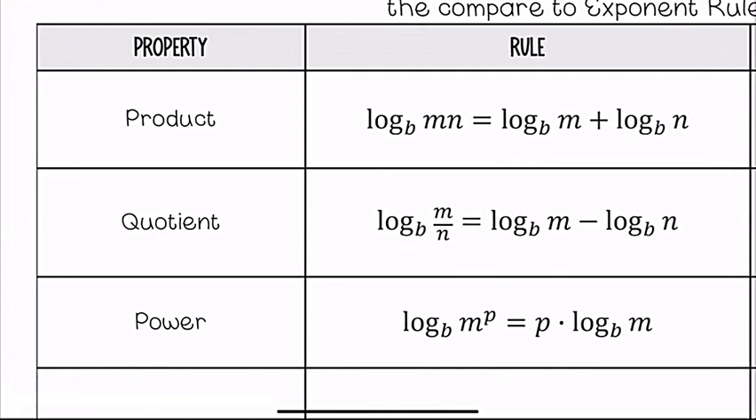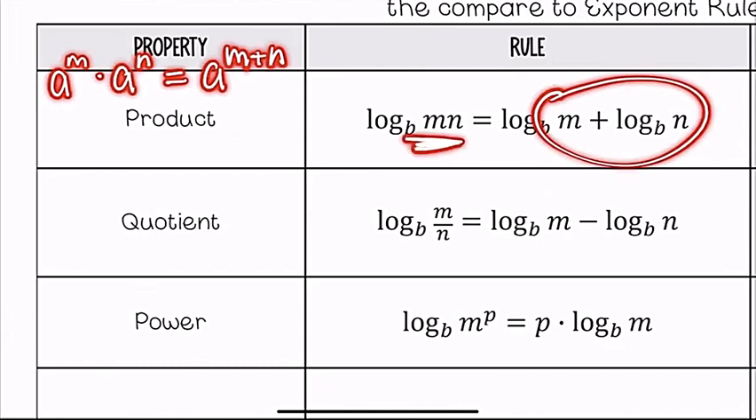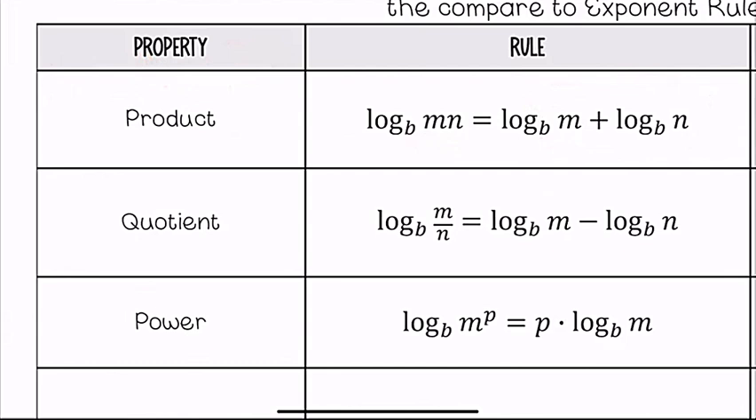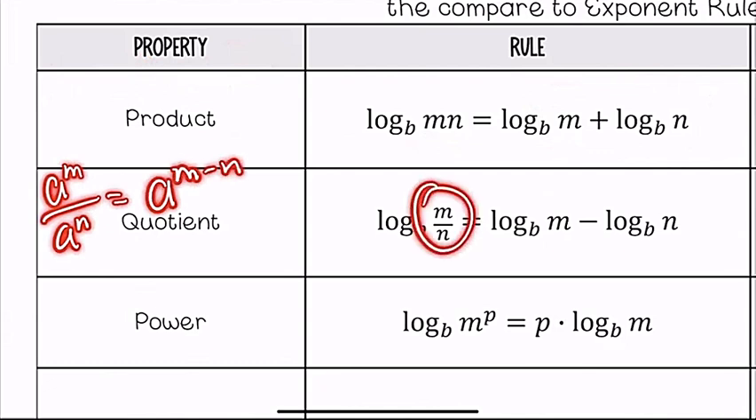The product property of exponents says that when you have things being multiplied like that, then you add their exponents together. If you look at this one, see how it's similar? We add and multiply. For the quotient rule of exponents, if we are dividing, then that's the same thing as subtracting our exponents. You can see here we are dividing and subtracting.